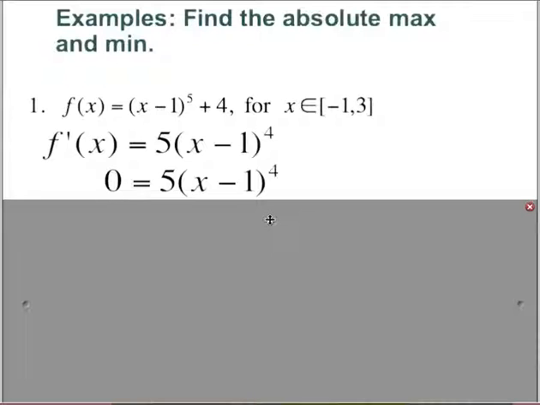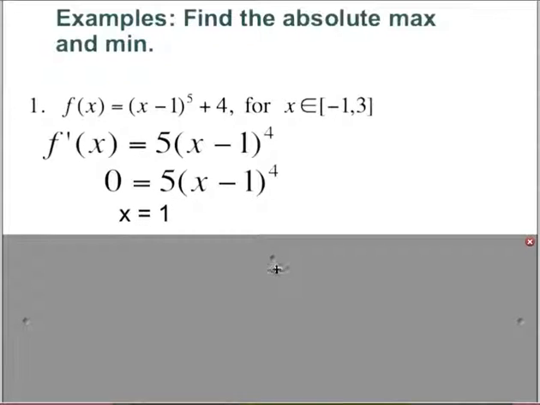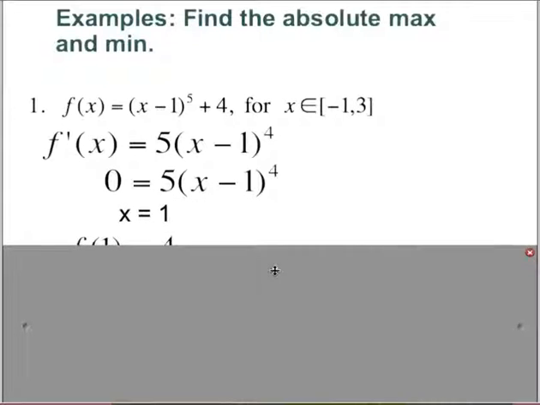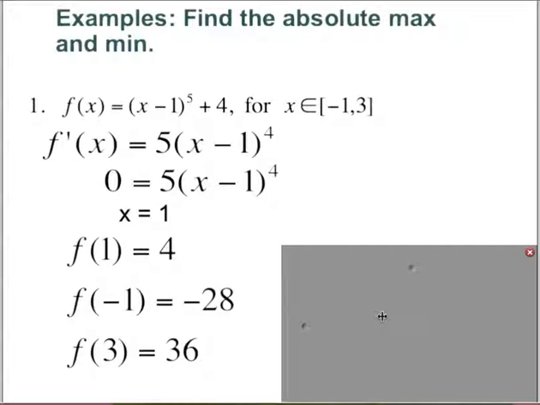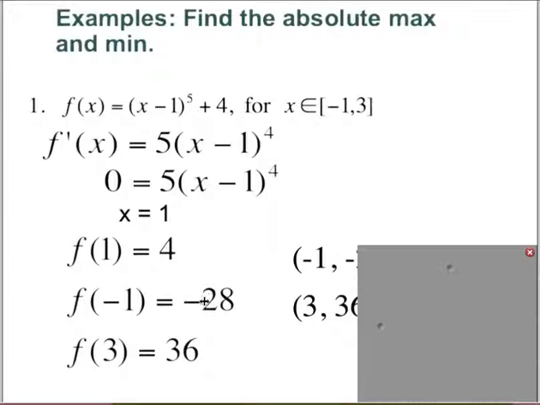One thing to make note of is that this is a 5th degree polynomial, so we know that it is a continuous function on the interval from -1 to 3. Then set the first derivative equal to 0, and when you solve, you get x equals 1. What we're going to do is plug 1 into the original function f. We're also going to plug in -1 and 3, since those are the endpoints. When you do that, you get f of 1 to be 4, f of -1 to be -28, and f of 3 to be 36.